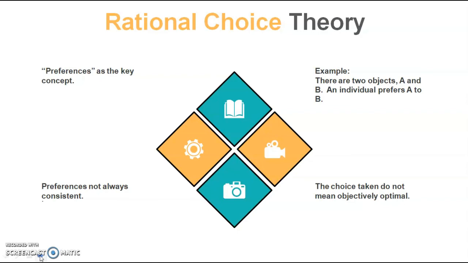But again, Rashida's preference can change the next day, next week, or next month from a car to a house, because preference is not consistent. Like I said before, Rashida chose to buy a car. The choice taken by her does not mean the choice is objectively optimal.